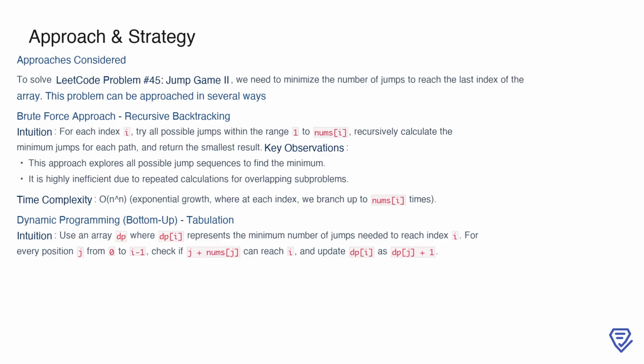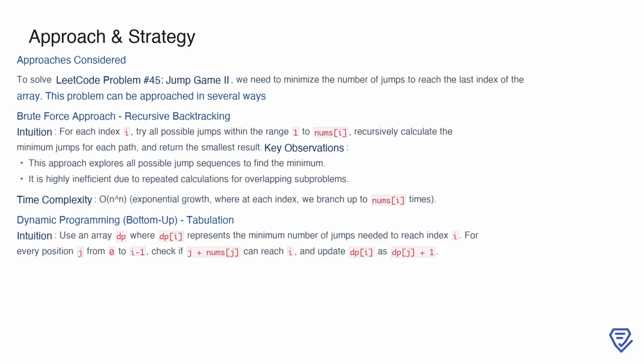However, this approach has a significant drawback. Since it explores all possible jump sequences, it results in repeated calculations for overlapping subproblems, leading to exponential time complexity, specifically n to the power of n, which is highly inefficient for larger inputs.